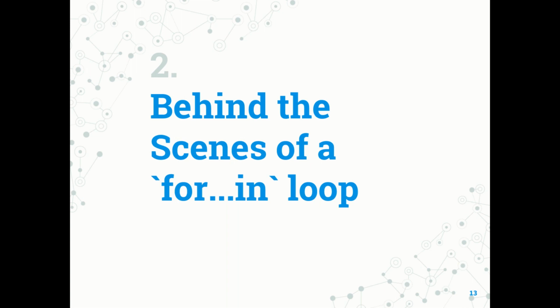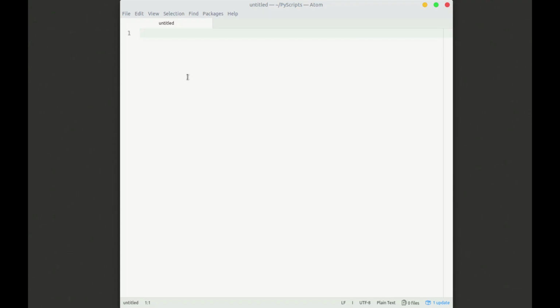Let's see behind the scenes of a for loop. Assuming you have familiarity with functions in Python, I'm going to create a function that will take an iterable and behave just as a for in loop. For the body of the for in loop, we will just print the characters to keep this example simple. So let's get started. Let's call the function mimic_for.